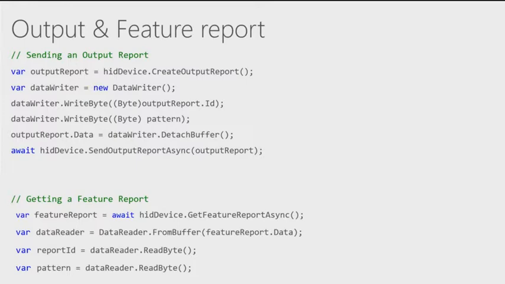Retrieving a feature report is just the opposite. You call get feature report async, and then it gives you back a feature report. And then you use a data reader to extract the buffer that the report contains. And you can see that the report ID is typically always the first byte, and then the byte buffer that you have in it is whatever follows it.